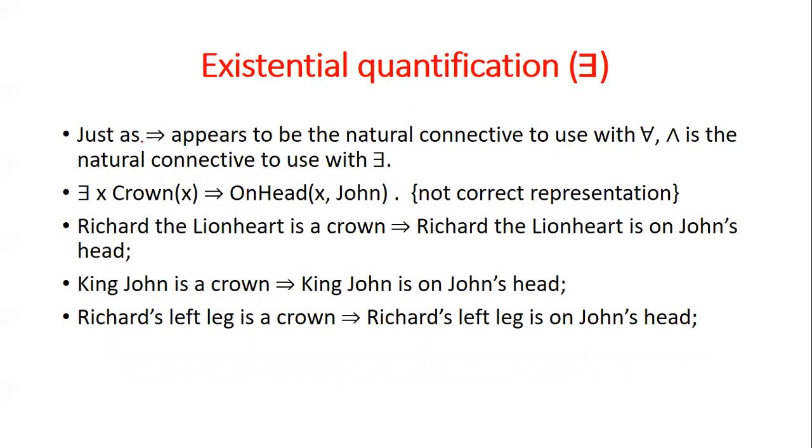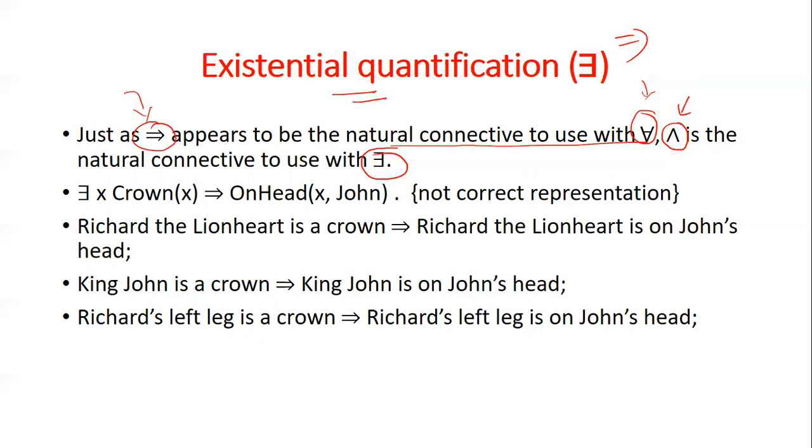So as we have discussed earlier, the implication appears to be a natural connective with for all, that is universal quantification. So implication is the natural connective to be used with universal quantification. Similarly, conjunction or AND is the natural connective with existential quantification. For existential quantification, you cannot use implication.